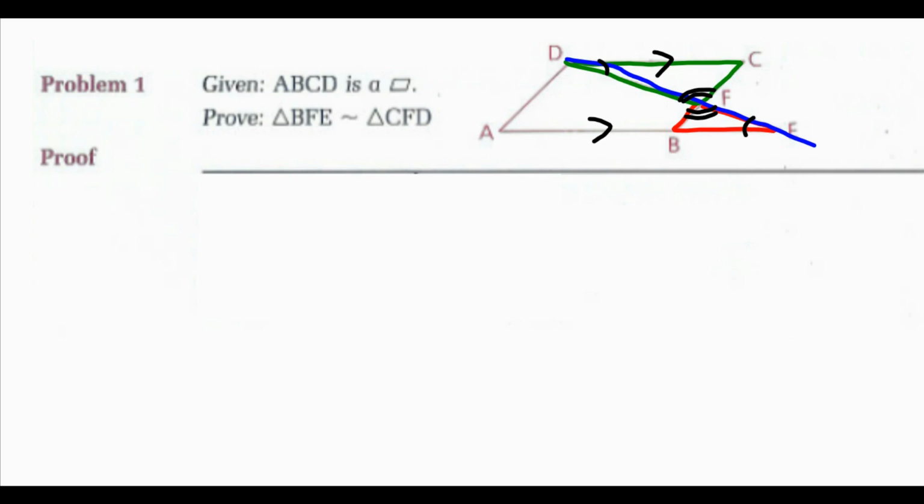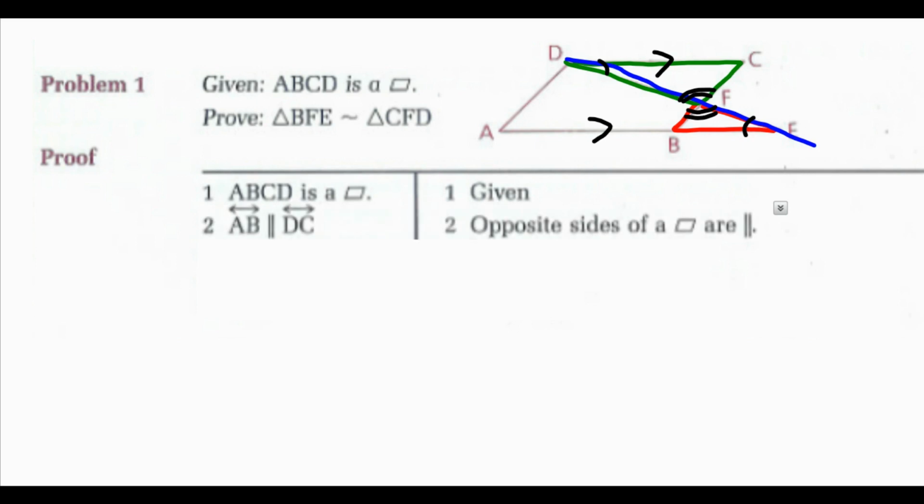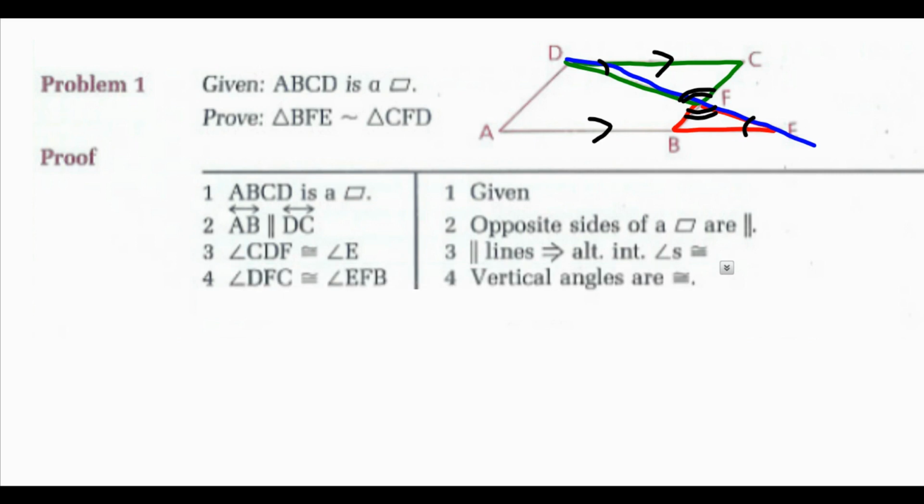Now looking at this in my statements and reasons, first I'd have my given, ABCD is a parallelogram. Then we stated that AB is parallel to DC because opposite sides of a parallelogram are parallel. Then we stated my alternate interior angles. So angle CDF is congruent to angle E. Parallel lines give me alternate interior angles congruent. Then we had angle DFC was congruent to angle EFB because vertical angles are congruent. Now my triangles are similar by AA similarity with steps 3 and 4.